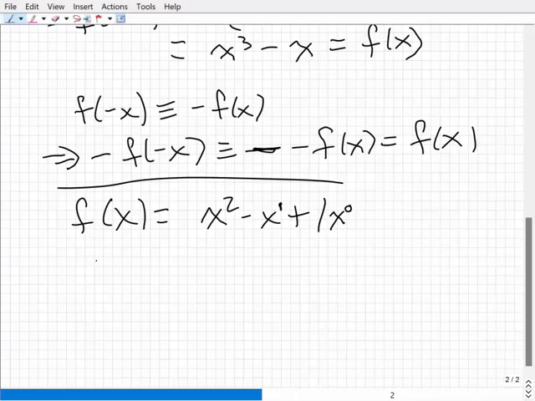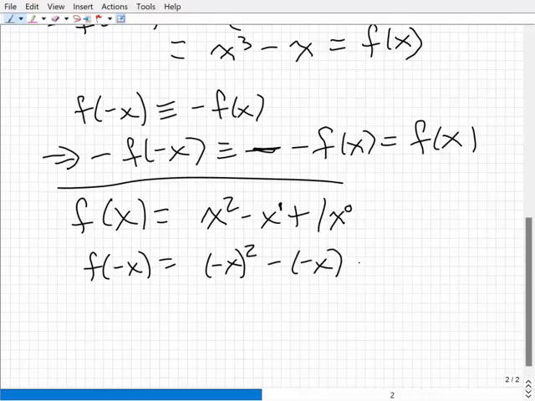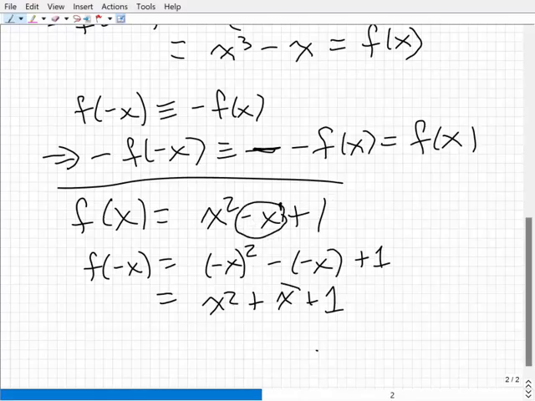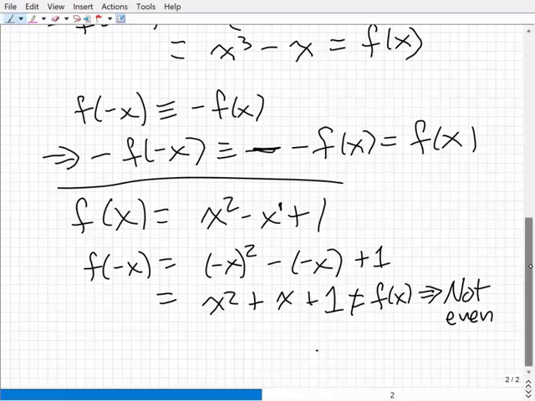So here's how I would prove it. If I replace x with negative x, what happens? These minuses, since there's two of them, cancel out. Here's a minus and a minus. We can write that as plus. Is this the same as that? No. This one changed. The rest of it's the same, but that changed. So this is not the original function. So therefore, it's not even, or symmetric about the y-axis.